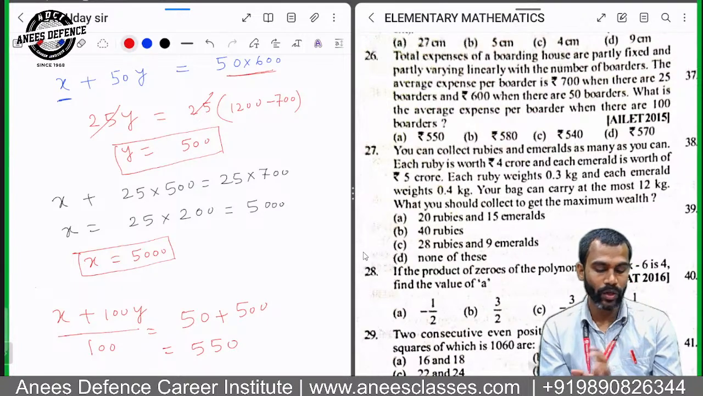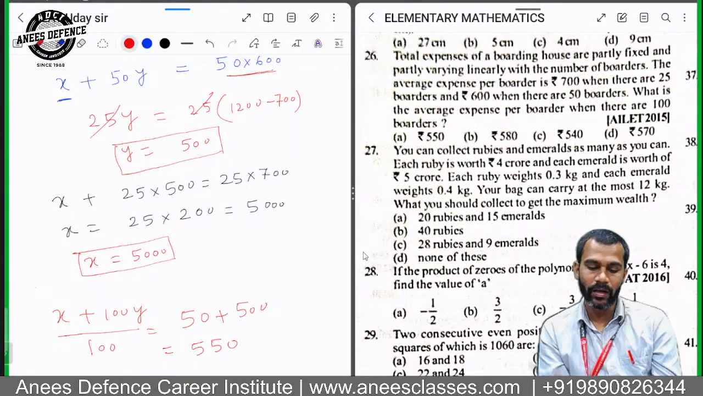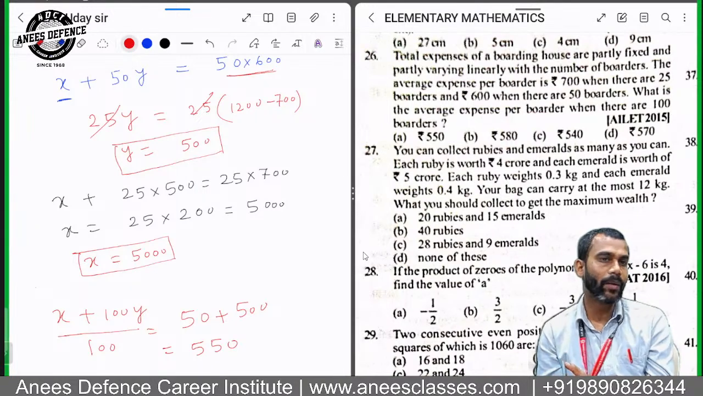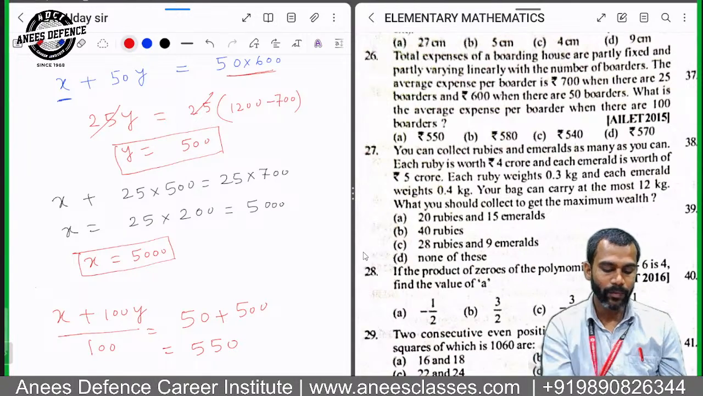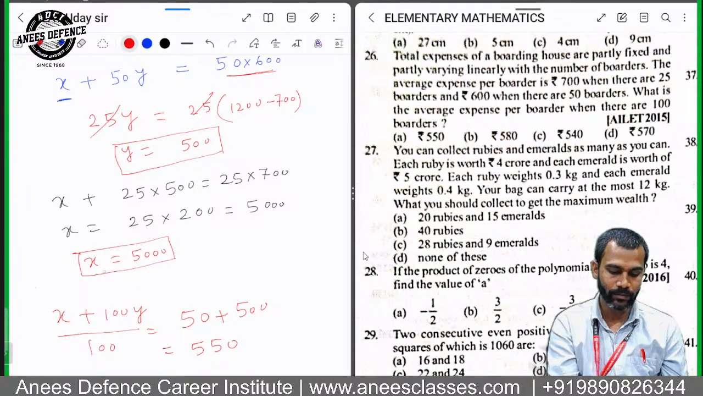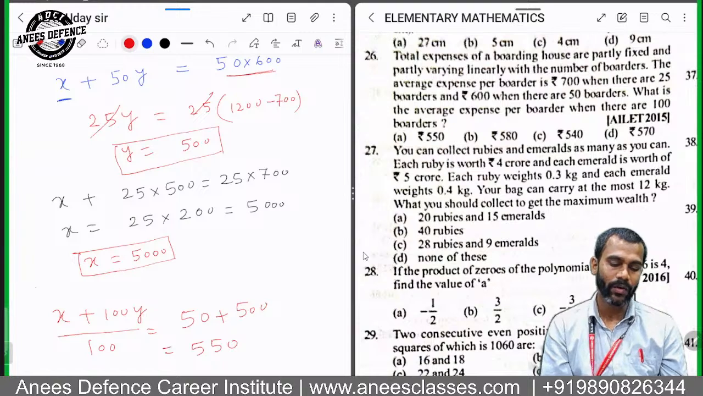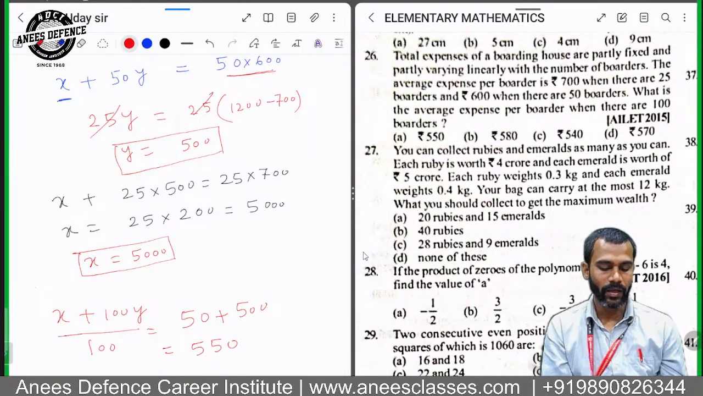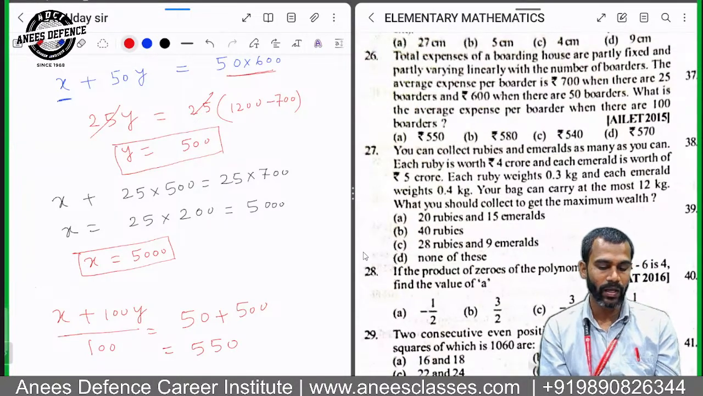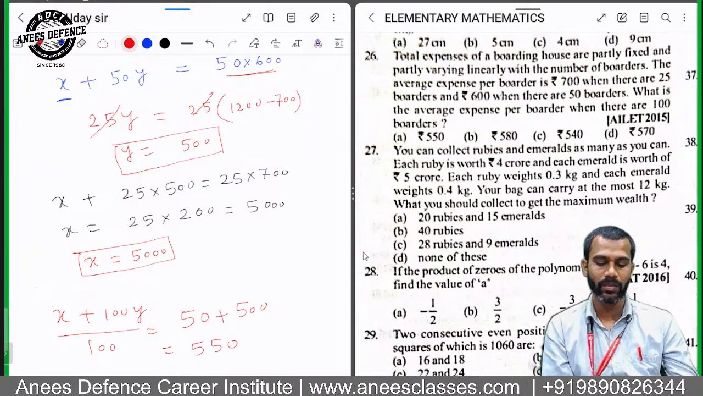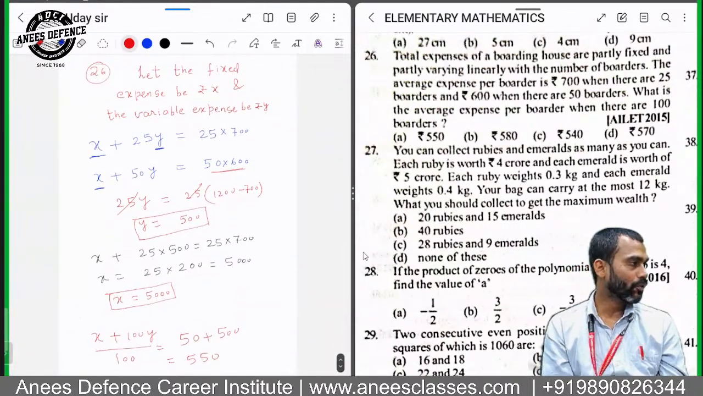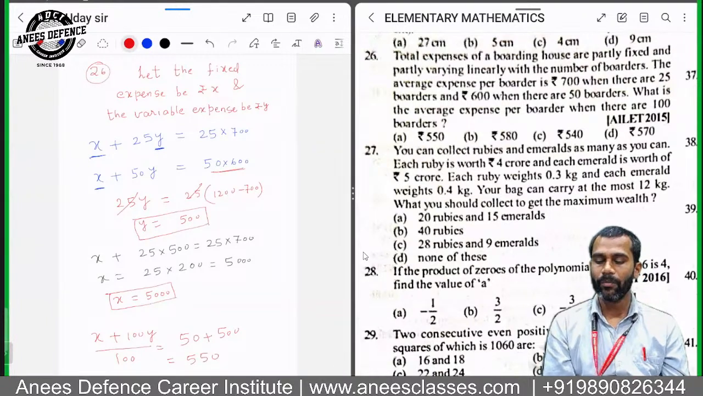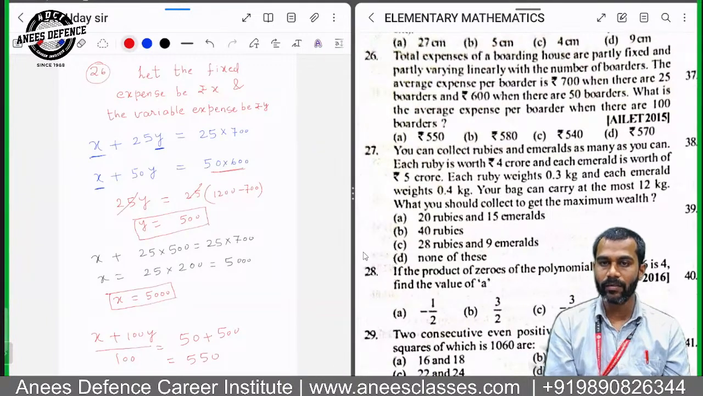Understood? The total expense when you buy 100 borders will be x plus 100y, because x is the fixed amount and y is the variable amount. And where did 50 come from? X by 100. I've just substituted the value, so 5,000 by 100 is 50. And then 100 by 100 will cancel out. You will get y, and y is 500. So 550 is the right answer. Yes, online students, have you understood? Very good question. Very easy. Now, please try to solve question number 27.